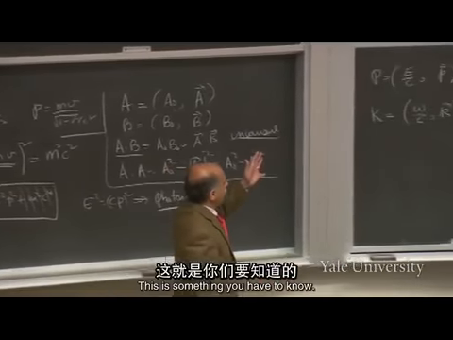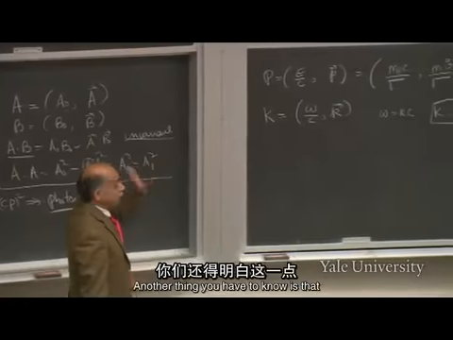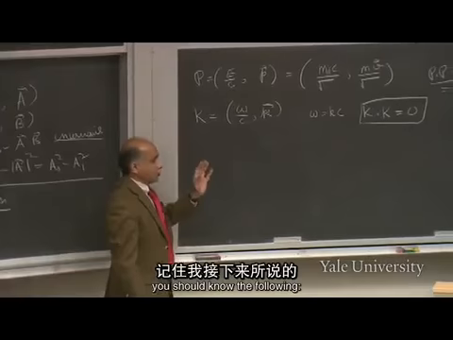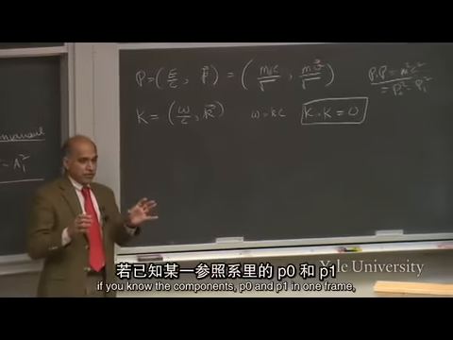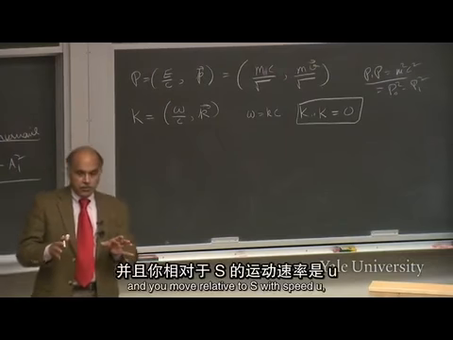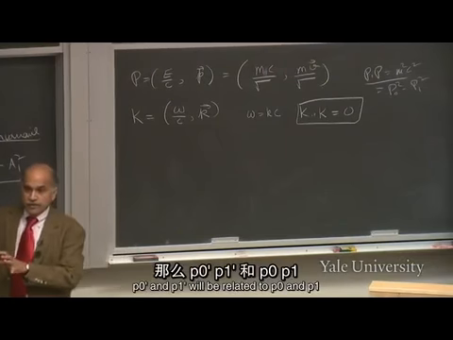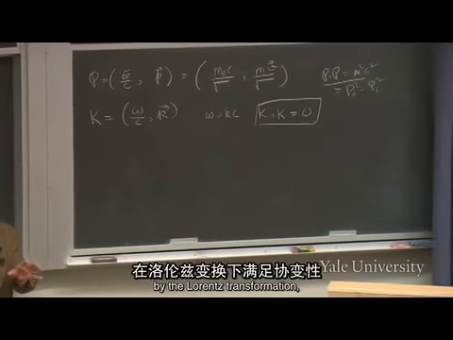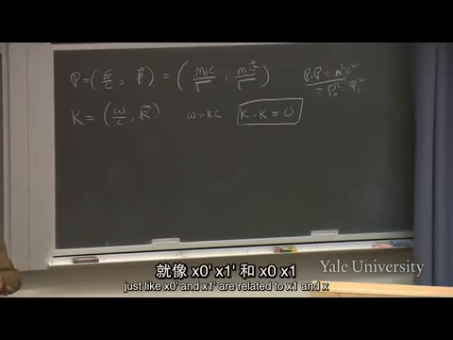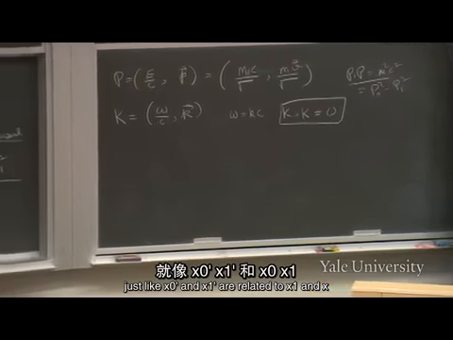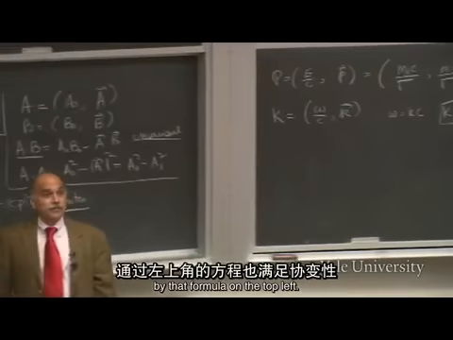This is something you have to know. Another thing you have to know is that when I write them in this notation as 4 vectors, you should know the following. If I know the components, P0 and P1 in one frame, and you move relative to me at speed u, P0 prime and P1 prime will be related to P0 and P1 by the Lorentz transformation, just like x0 prime and x1 prime are related to x0 and x1 by that formula on the top left.